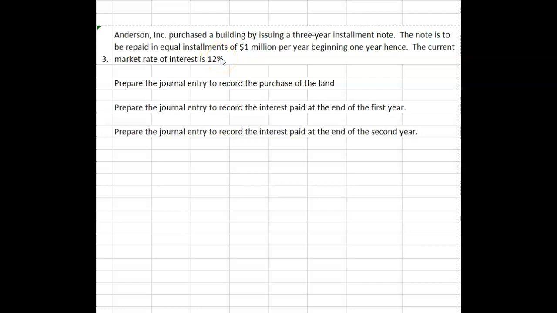So the first thing you're going to need to do is to calculate the value at which we will record the building. It's a present value of an annuity, and it's an ordinary annuity, not an annuity due, where I equals 12 and N equals 3. So go ahead and do that calculation and record the journal entry to record the purchase of the building.